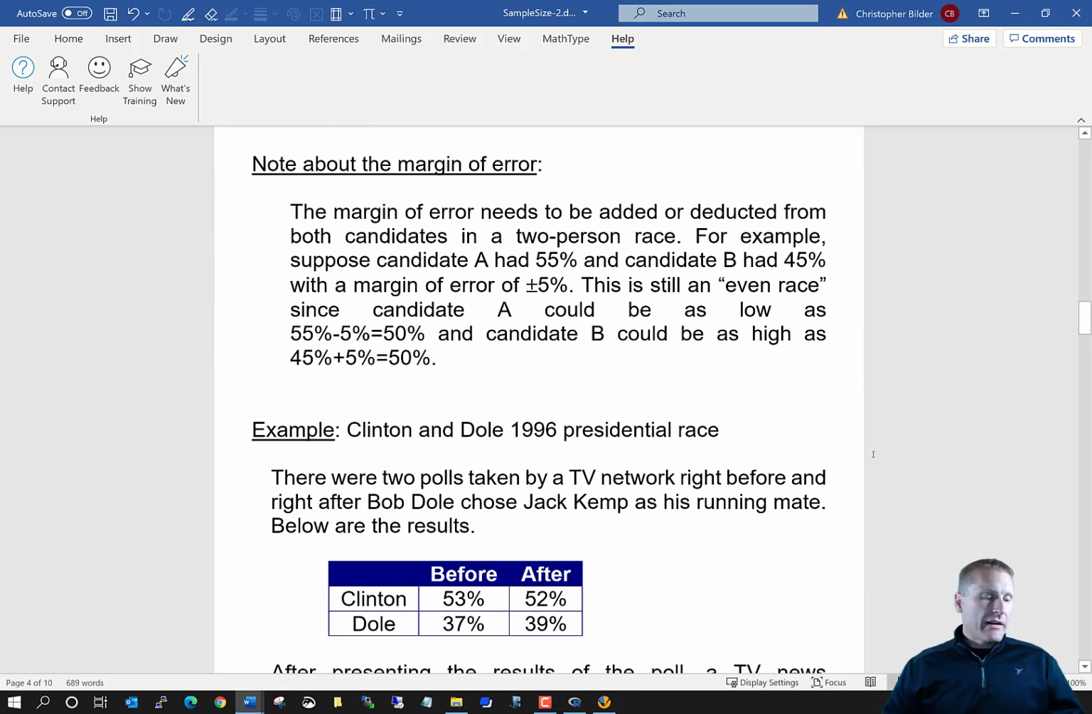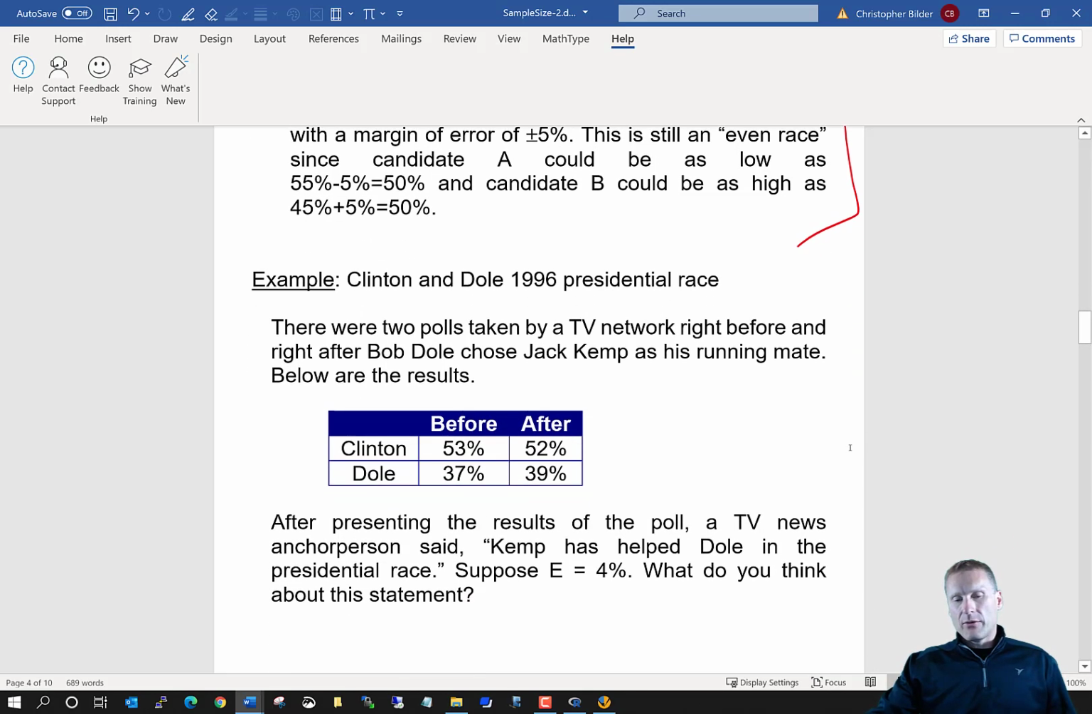And then this would be the top of page 4. This is what I'm getting at with respect to this note about the margin of error. Even outside of doing whatever your research is, understanding what this margin of error means in terms of a political poll is extremely important. Here's another example. This was back when I was in grad school.